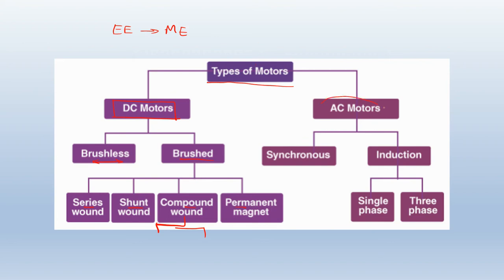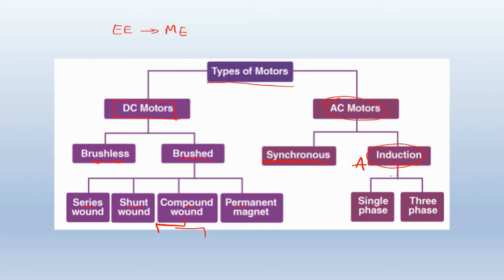Now the main point is AC motors. AC motors are classified into two types, synchronous and induction. So synchronous means what? The motor which runs at synchronous speed, and induction motor is also called as asynchronous motor. Asynchronous means what? The motor which does not run at synchronous speed, that is the speed of the rotor is less than synchronous speed, so therefore it is also called as asynchronous motor.